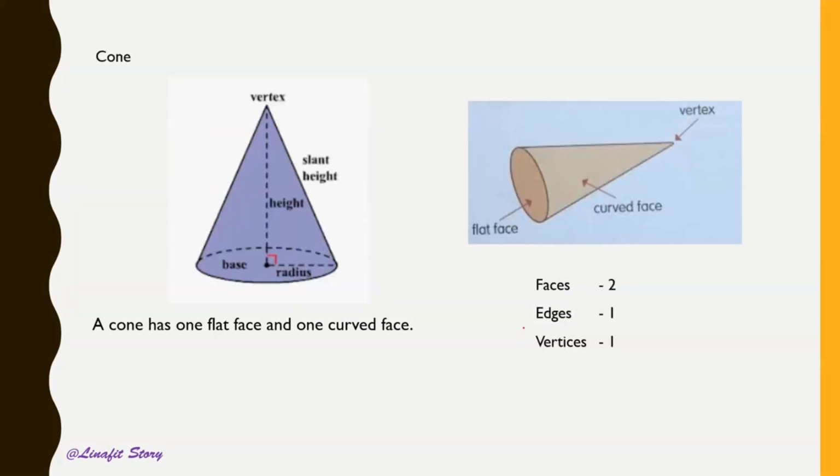Here is a cone. A cone has 1 flat face and 1 curved face. Besides, there are 1 edge and 1 vertex. A cone has 1 edge, which is formed by the circular plane surface meeting with the curved surface. The edge of a cone is a curved edge.